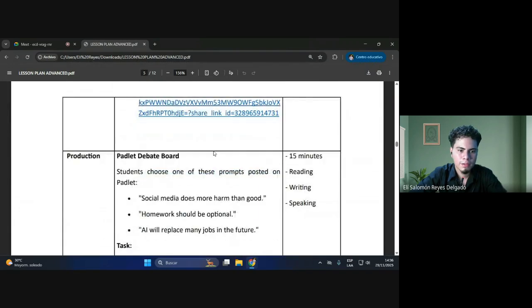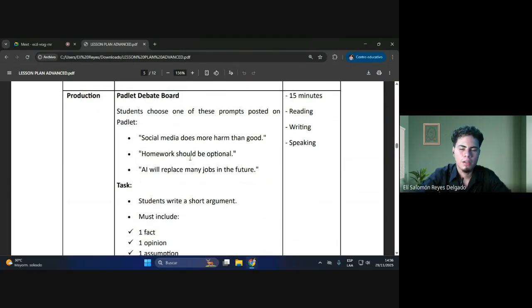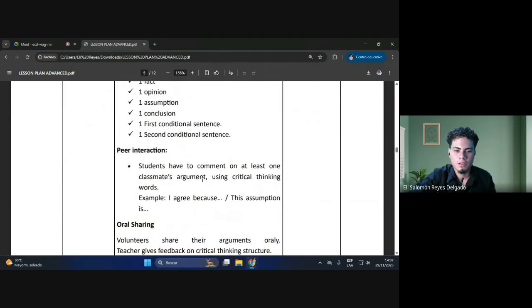After this activity, we have the production stage. This activity is the Padlet debate board. For this activity, we have 15 minutes, and we're going to put into practice reading, writing, and speaking with our students. The student will choose one of these prompts posted on Padlet. Social media does more harm than good. Homework should be optional. AI will replace many jobs in the future. The student will write a short argument that must include one fact, one opinion, one assumption, one conclusion, one first conditional sentence, and one second conditional sentence.